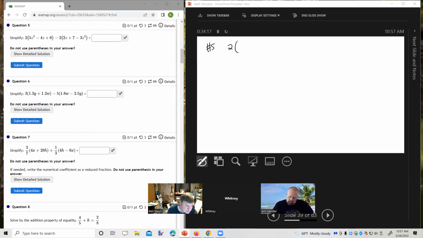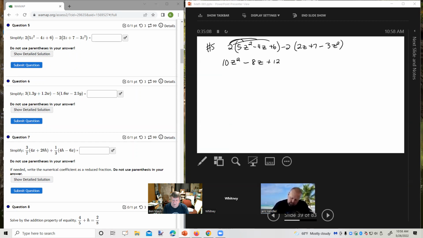Simplify 2 times the quantity 5z squared minus 4z plus 6 minus 2 times the quantity 2z plus 7 minus 3z squared. So inside the parentheses, there are no like terms within each separate set of parentheses. So again, I'm forced to distribute. 2 times 5z squared is 10z squared. 2 times minus 4z is minus 8z. And 2 times 6 is plus 12.